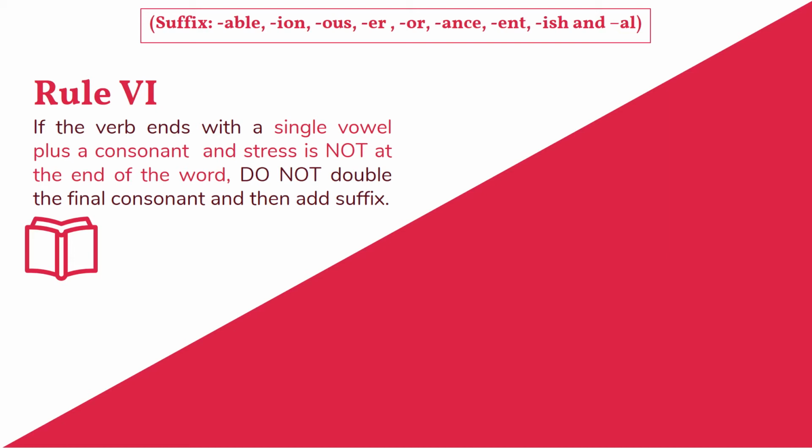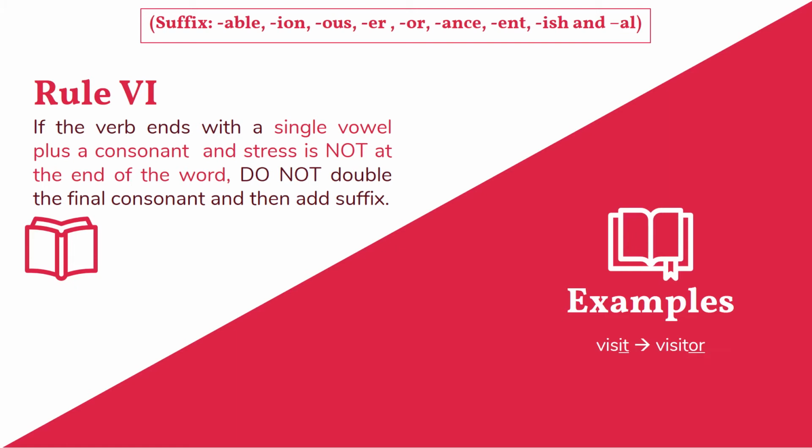Let's see the example. Visit, visitor. So there is no stress at the end of the word while we say VISit. So we have not doubled the T, which is the final consonant, and simply added OR at the end of it. Next, common, commoner. Here consonant N, a single vowel O before N, and we have to add ER as the suffix. But once again, since there is no stress at the end of the word, we have directly added the suffix and not doubled the letter N.